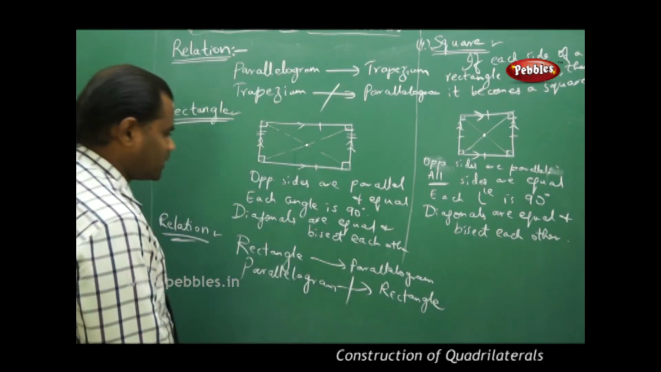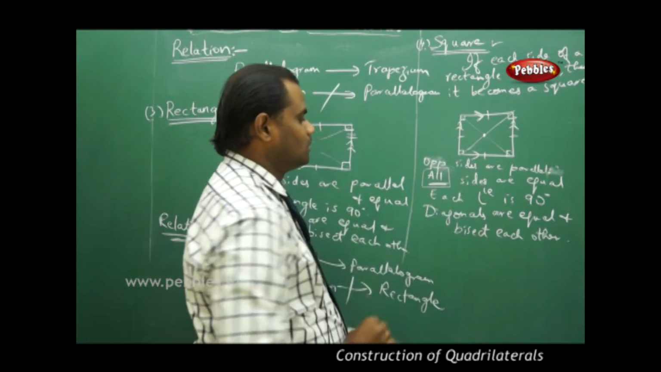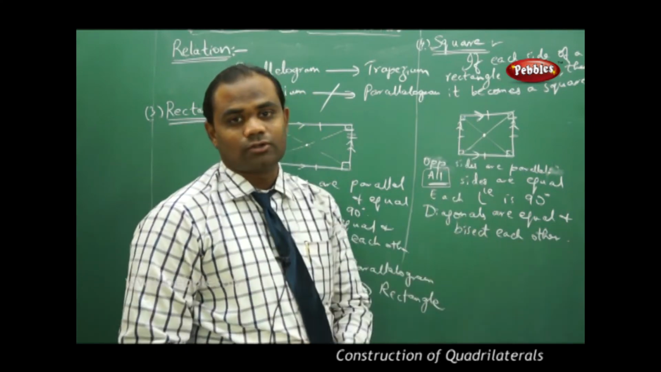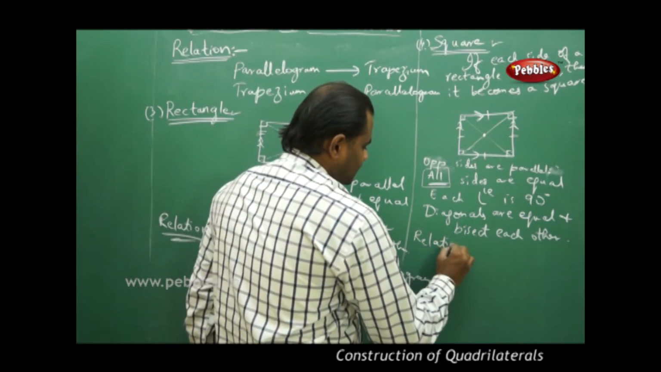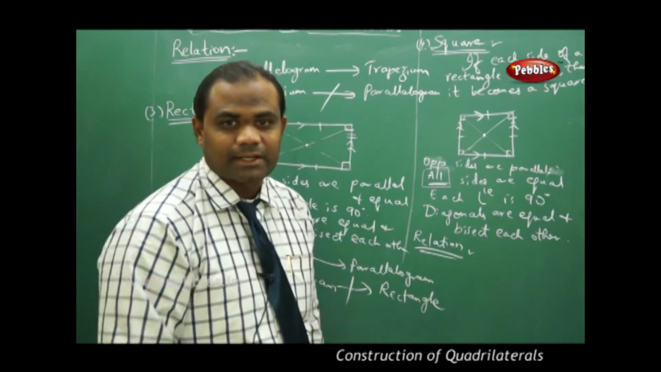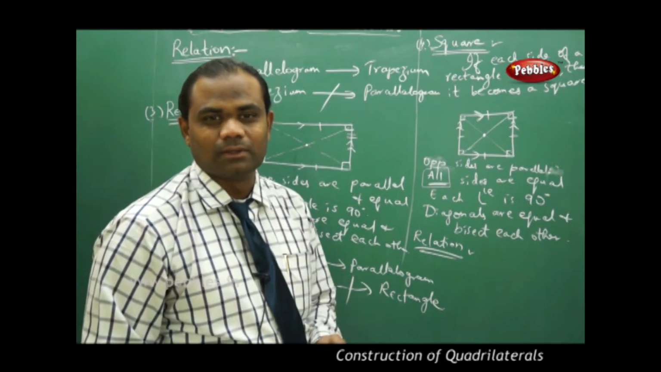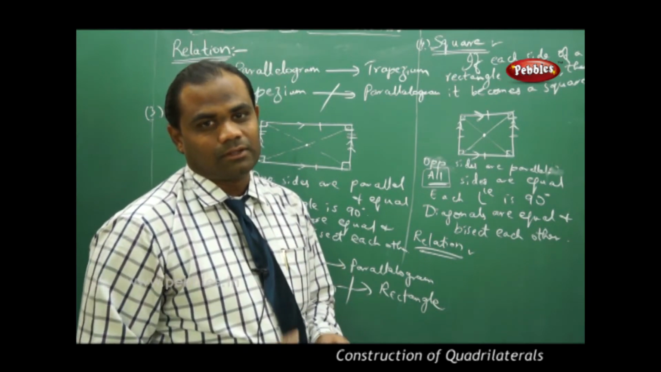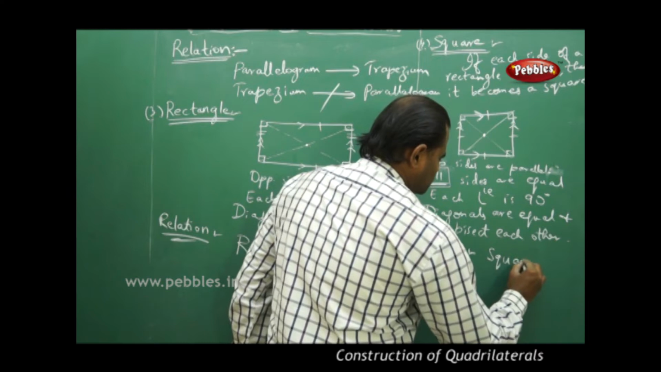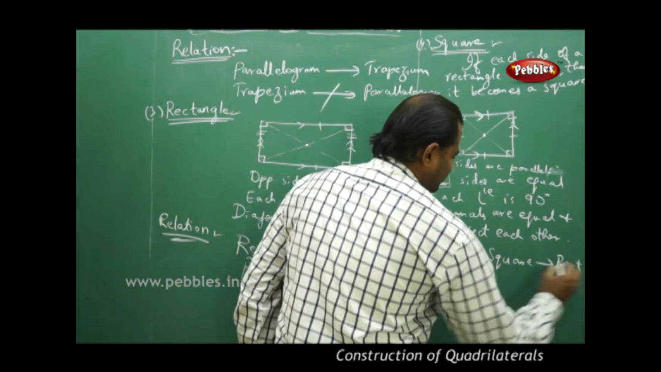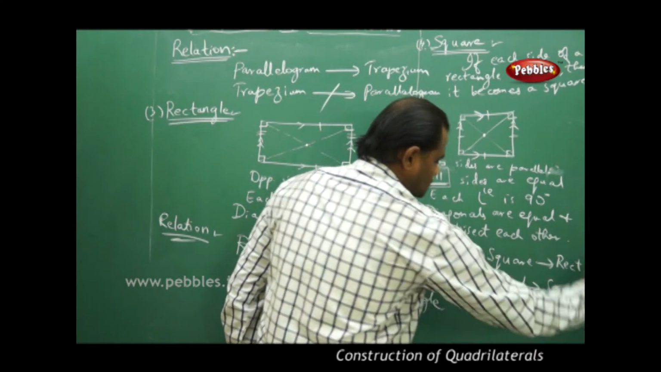So the only additional property I find between this and this is that all sides are equal. Each angle is 90 and that four-sided figure becomes a square. So when it comes to the relation, I can say that every square is a rectangle, but every rectangle is not a square, because a rectangle has only opposite sides equal, but a square has all sides equal, thus failing the case. So my relation is: every square can be called a rectangle, but every rectangle cannot be called a square.